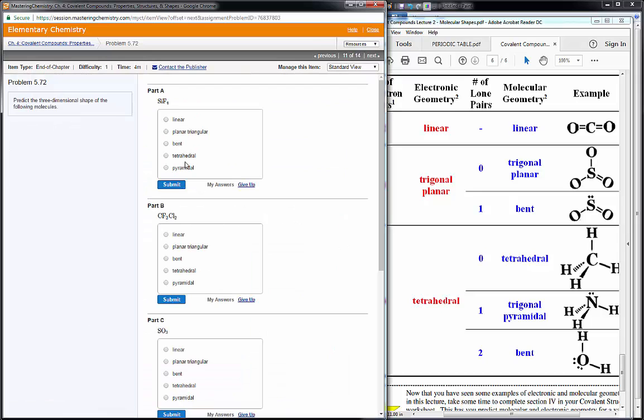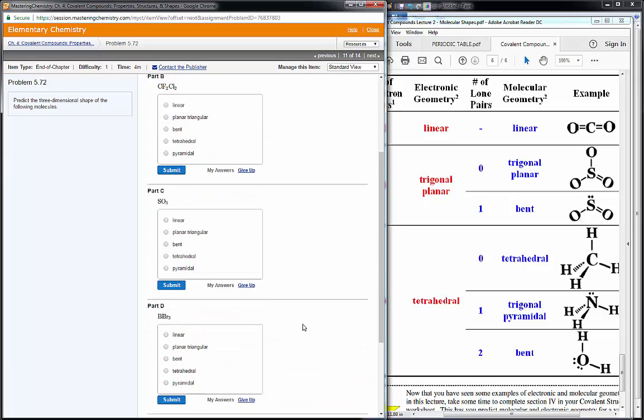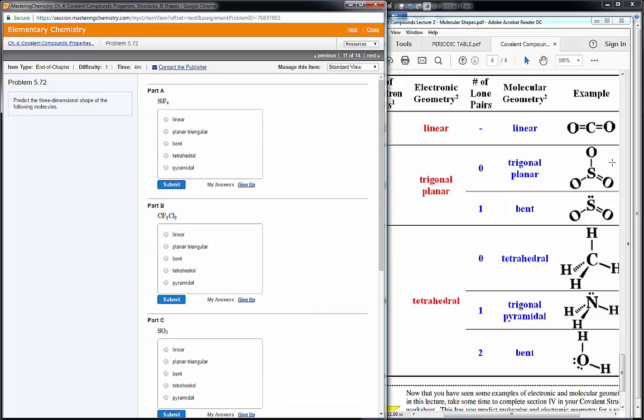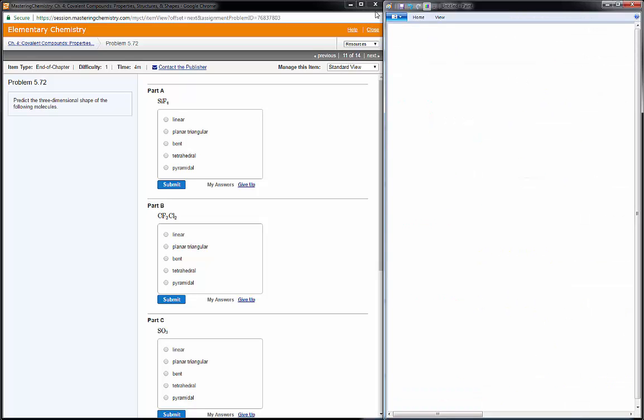Now predict the 3-dimensional shape of these molecules. Before I can do that, I have to draw the Lewis dot structure, because the Lewis dot structure is going to tell me how the electrons are distributed and how many electron sets that I have. So let's do each of these, starting with SiF4. Here I have silicon, it's in group 4. I have 4 fluorines, they each have 7 electrons. So I have here a total of 32 electrons. Silicon is in the middle because it's listed first.